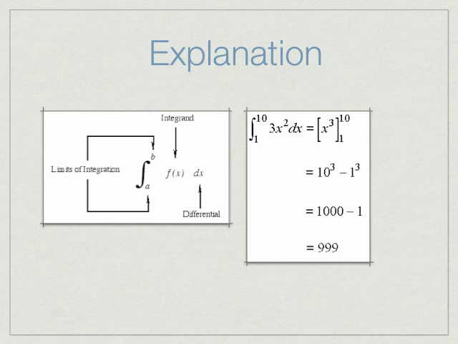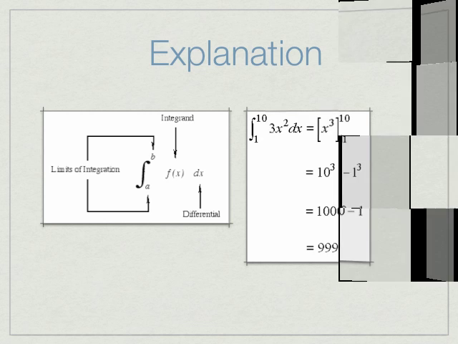So we're going to plug in the upper number, and then we're going to plug in the lower number, and we're going to subtract the two from each other. So we plug in the upper number into x cubed. It's going to be 10 cubed, and we're going to subtract from that 1 cubed. We're going to get 1,000 minus 1, or 999.